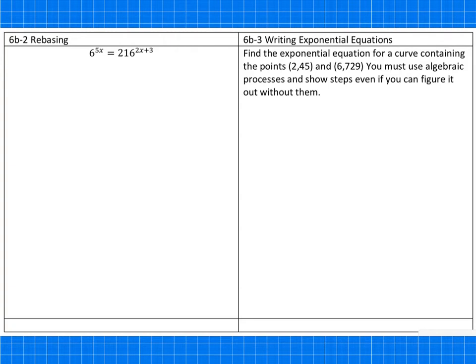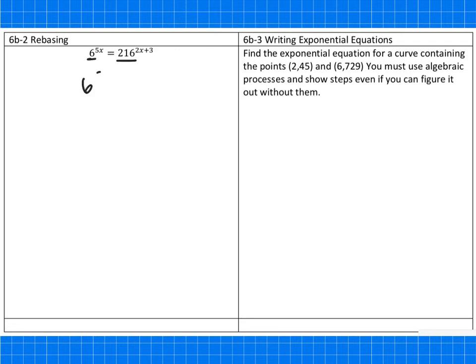Okay, rebasing. This has to do with recognizing that 6 and 216 can both be written with the same base. So 6 is not anything squared or anything cubed. It's just 6. So we can only take 216 down. So we want to think about this. So 6 squared equals 36. 6 to the third, ta-da, equals 216. So we can rewrite 216 as 6 to the third.